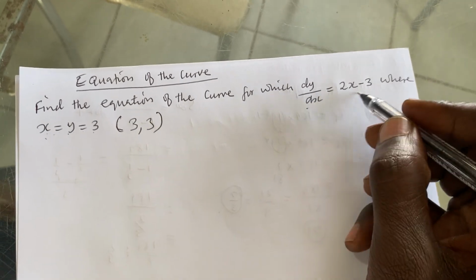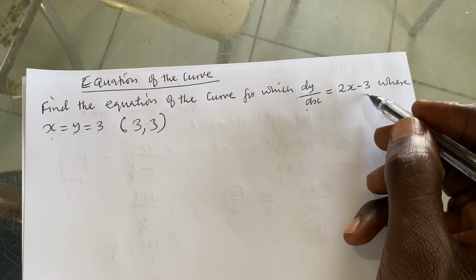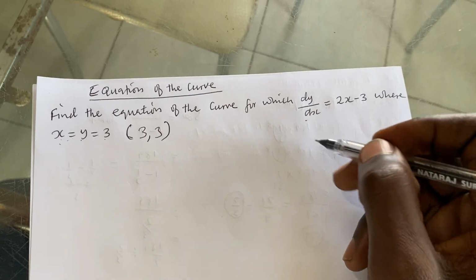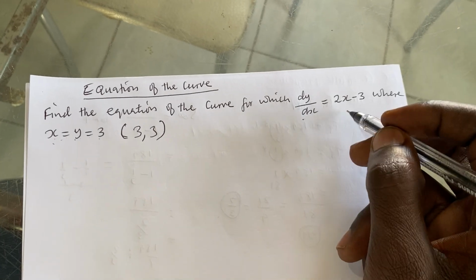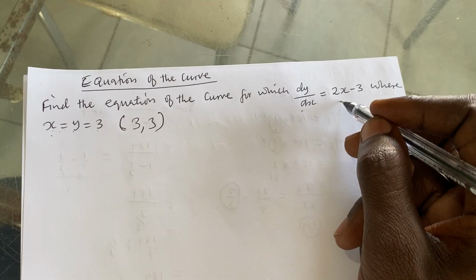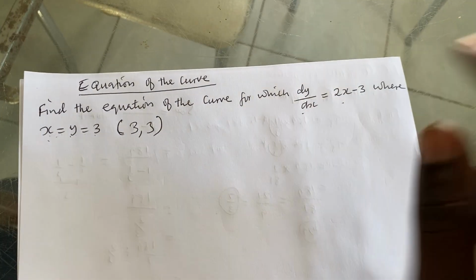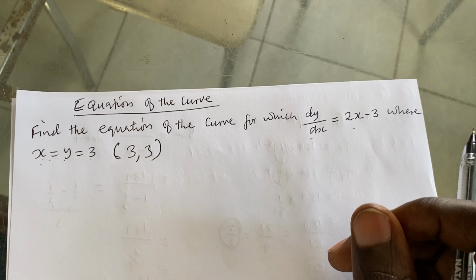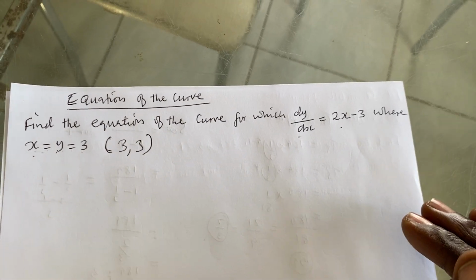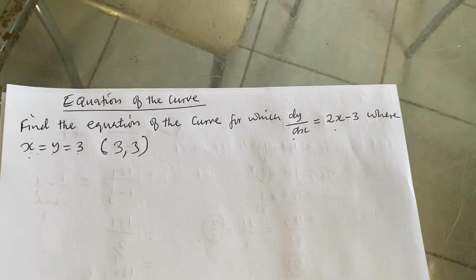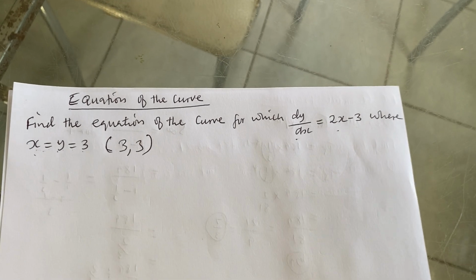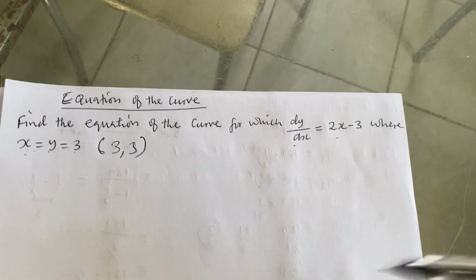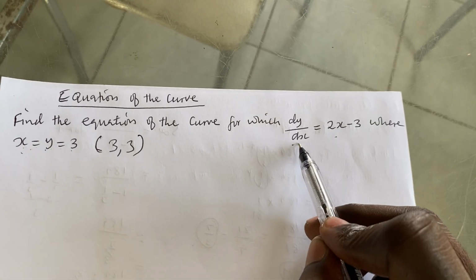Here you have been given the dy dx of the function. For you to find the original equation, what you need to do is to find the integral of this derivative. You know that integration and differentiation are just opposite to each other. So if you have been given the dy dx of a function, you can find the original function.